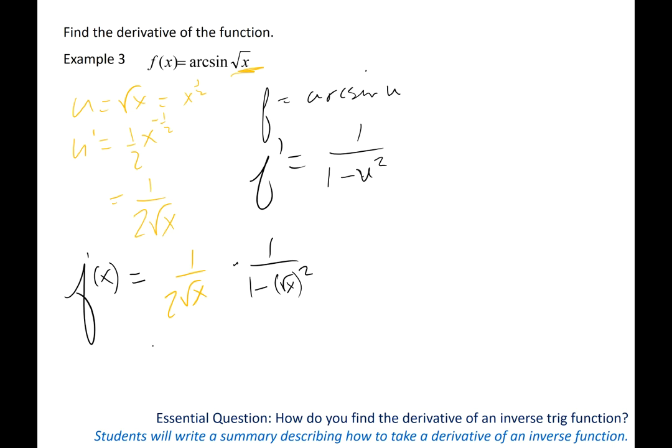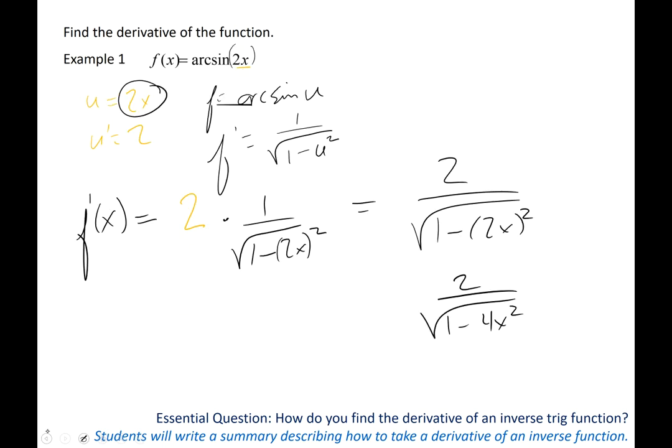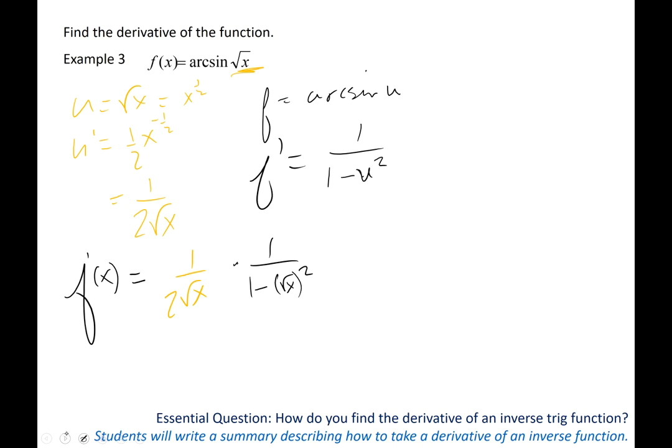And then, what did I lose somewhere? It's the square root over the top of that. That's what I'm missing. I know I was missing something. It's the square root of this.